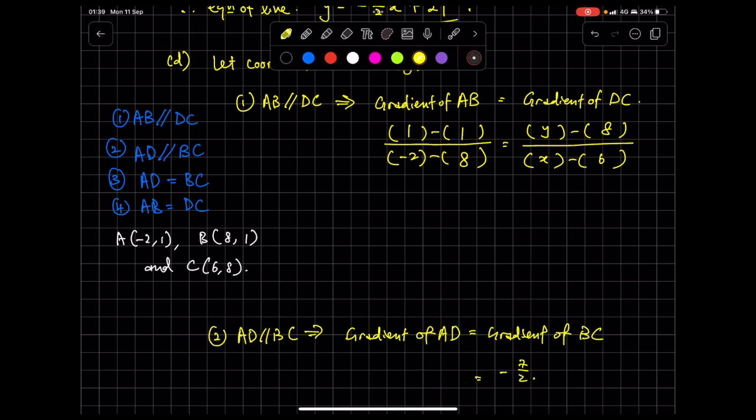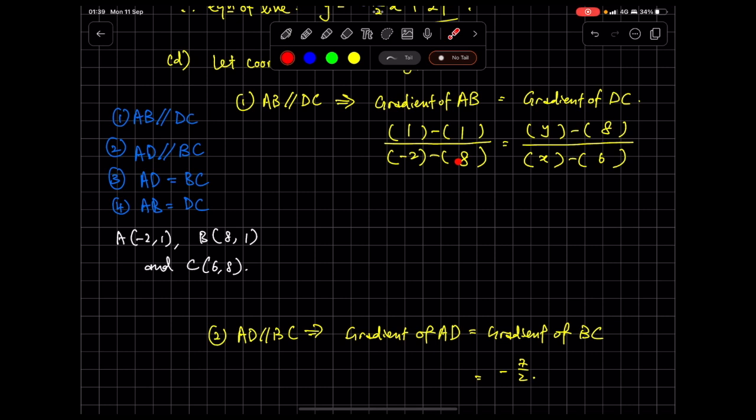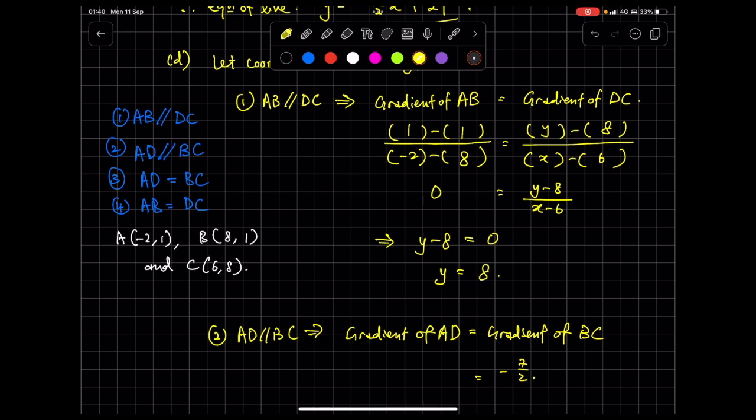So the first one, gradient of AB, is 0, right? Because the top is 0, the denominator doesn't really matter. 0 equals y minus 8 over x minus 6. Now realize that if this is 0 and this is equal to some fraction, the denominator doesn't actually matter. As long as the numerator is 0, the equation holds. That means y minus 8 equals 0, and y equals 8. Okay, so I found y.